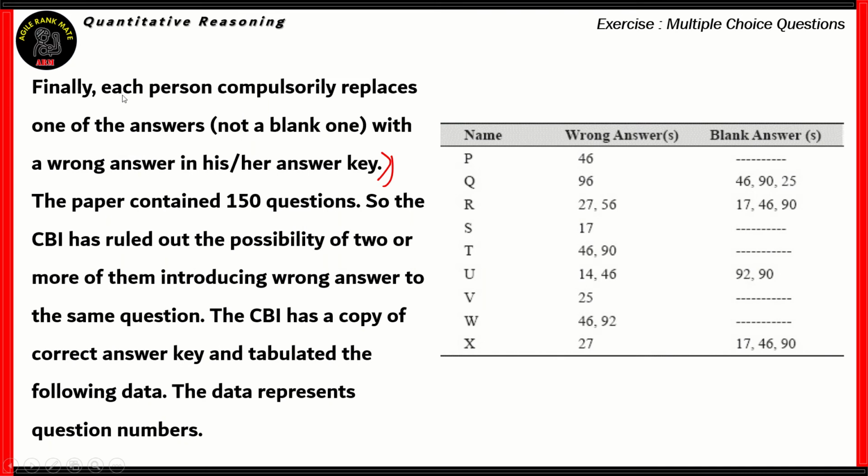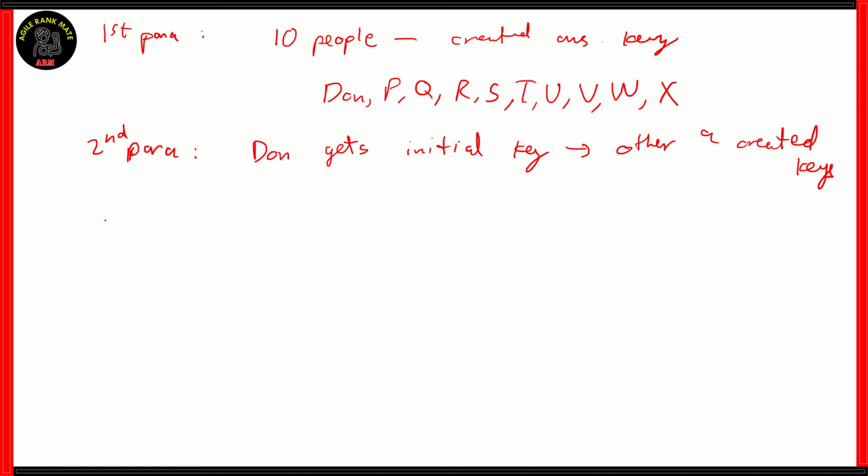And finally, each person compulsorily replaces one of the answers, which is not blank, with a wrong answer in his or her answer key. Now, this is to make sure that they never get caught in the first place. However, that did not work. So, as you can see, the third paragraph has a lot of information. So, in the third paragraph, we're given the idea of how the answer keys were provided or created.